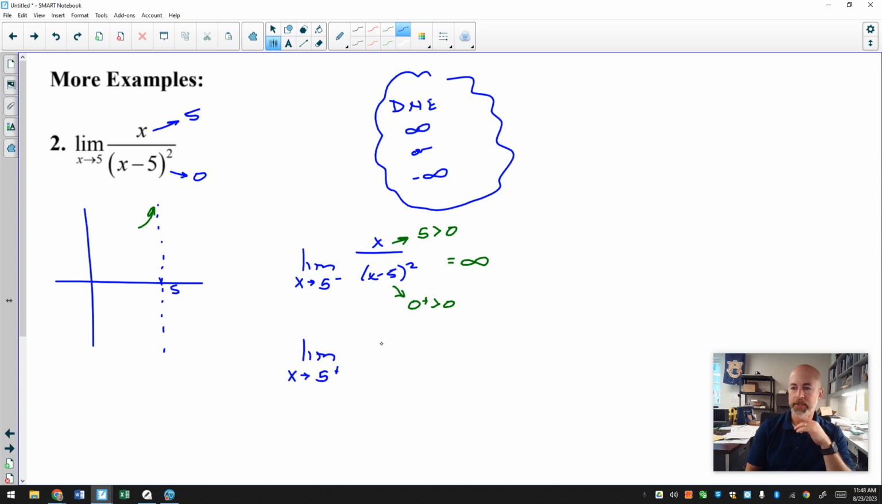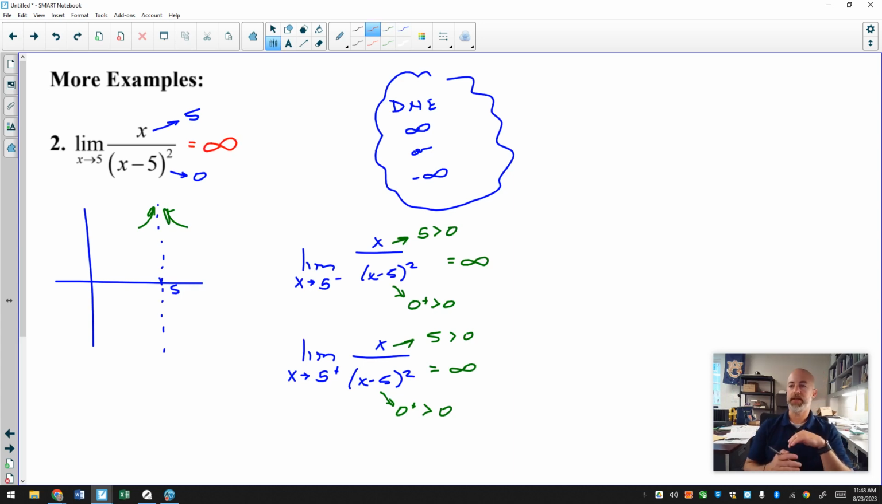So 5 from the right of x over the quantity x minus 5 squared. The numerator again is approaching 5, which is clearly positive. The denominator is approaching 0, but because we are squaring that denominator, that 0 is positive. We're coming from the right side. And we also have infinity on the right side, so both sides are going up. And so I prefer to give the answer here of positive infinity.